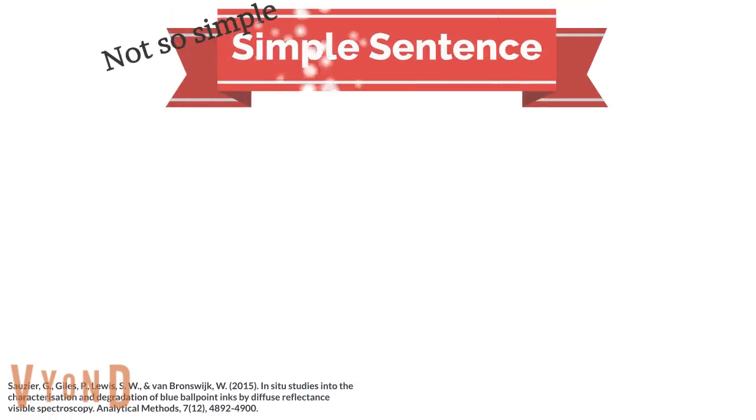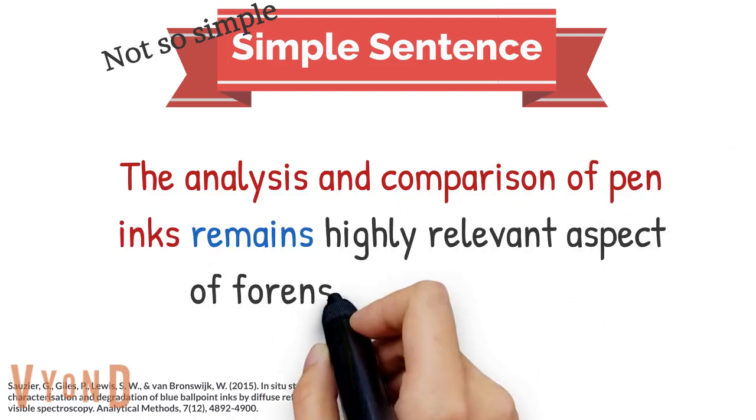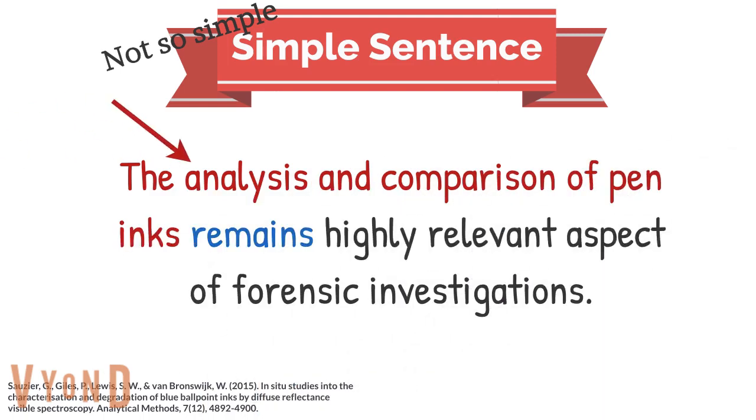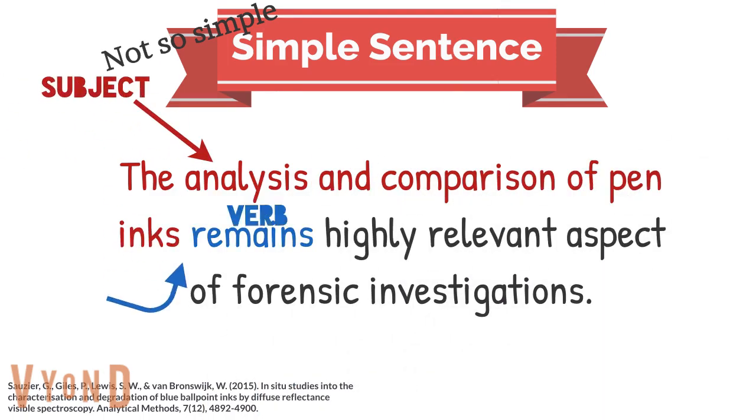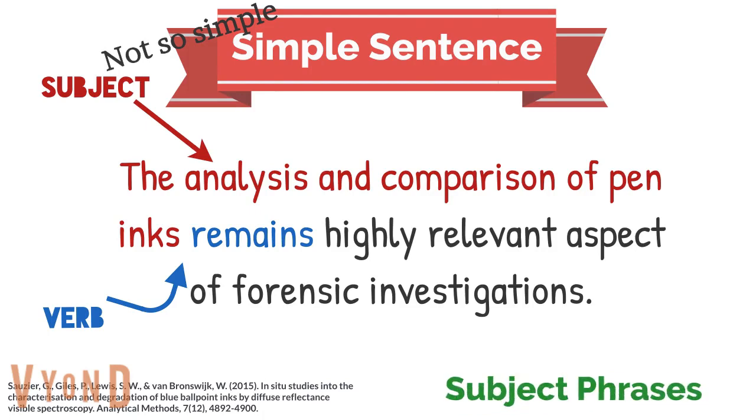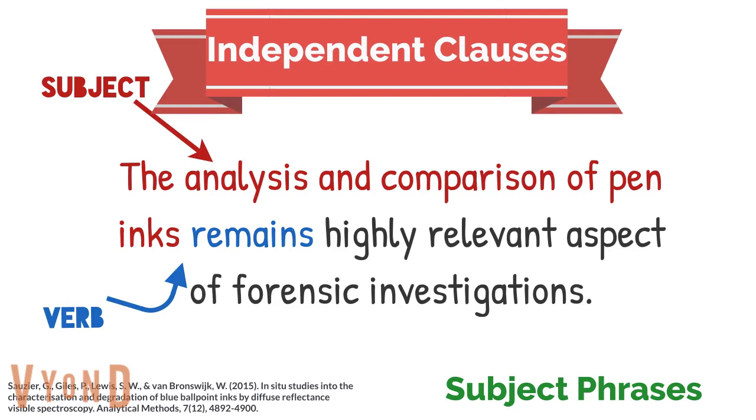But not all simple sentences are that simple. Here's another example. What do you think is the subject here? Well, it is this. Then here's the verb, and the sentence is now a complete thought. In technical writing, you will very often use subject phrases to make your subjects precise, so not all your simple sentences may look simple. One other point is that a simple sentence can also be called an independent clause.